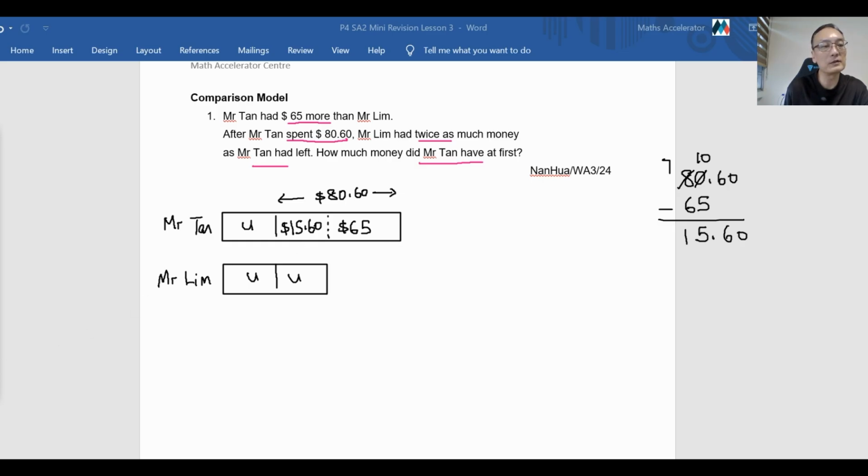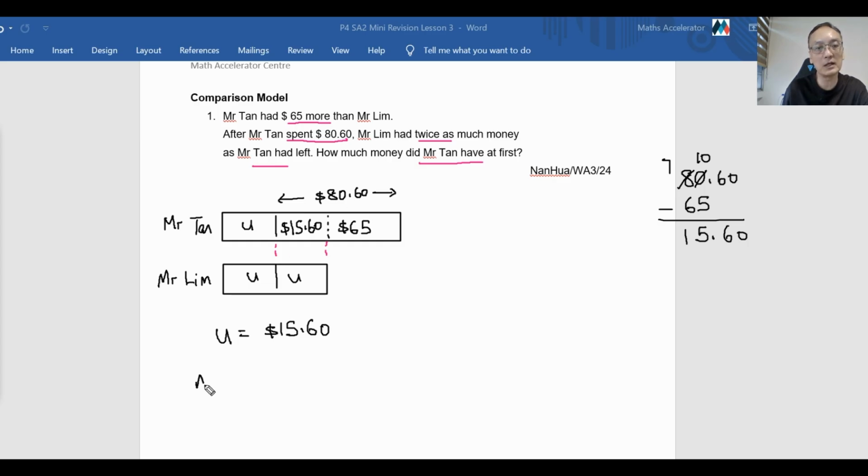Okay, you also notice that this $15.60 is exactly equal to 1 unit, right? So we can write over here that 1 unit is equal to $15.60. Okay, so now that we found the value of 1 unit, let's calculate how much Mr. Tan had at first. Mr. Tan has 1 unit and we have to take back the $80.60. That will be the amount that he had at first.